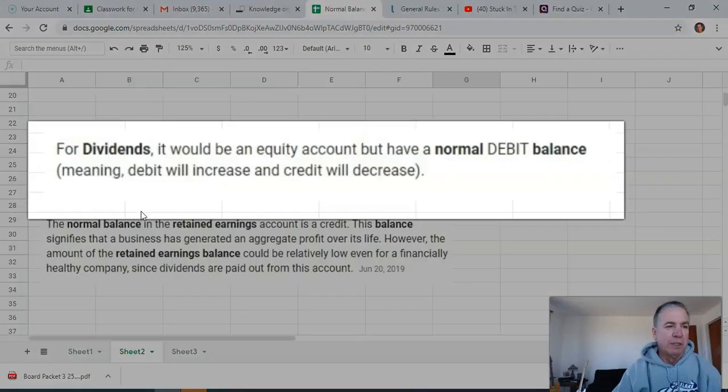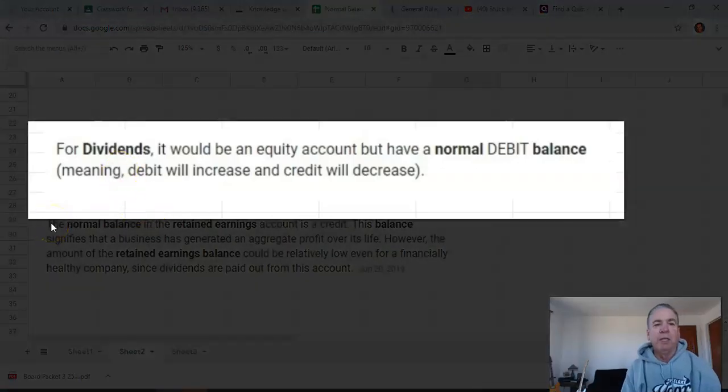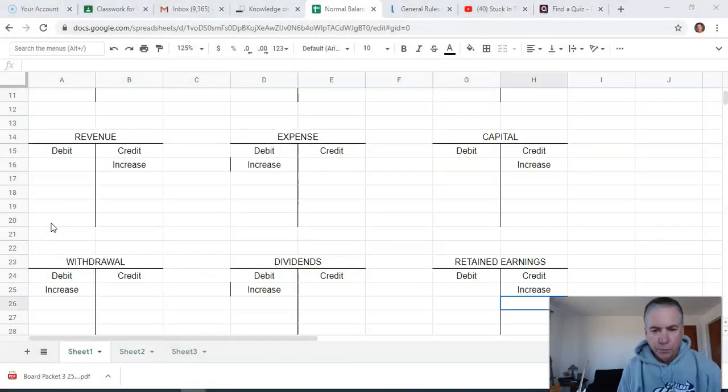Let's take a look at dividends here. For dividends, it would be an equity account but have a normal debit balance, meaning the debit will increase, credit will decrease. So you increase it with a debit because the effect is to decrease the normal balance of the retained earnings account. Let's now take a little more detailed look at why revenues increase with a credit, expenses increase with a debit, and then also why these rules apply for withdrawals, dividends, and retained earnings.